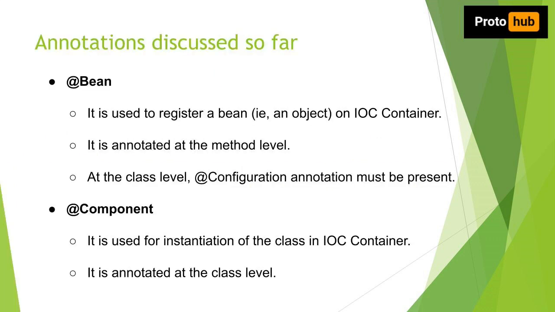Let's move on to the annotations one by one. First, let's look into the @Bean annotation. This is a method-level annotation used to register a bean or an object on the IOC container. Whenever the @Configuration annotation is used in any class, you can find the @Bean annotated methods over there. The bean name will be the same as the method name.